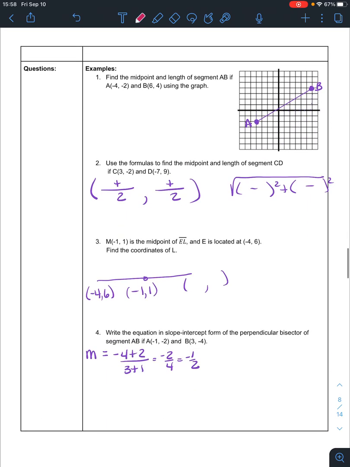So let's look at this on a graph. Find the midpoint and the length of segment AB if you have these 2 points using the graph. Using the graph, we just want to find the point that is in the middle. If you draw in this triangle, you can see it's up 1, 2, 3, 4, 5, 6, and over 1, 2, 3, 4, 5, 6, 7, 8, 9, 10. And so it's over 10. Halfway would be up 3, so up 1, 2, 3, and then over 5, which would be halfway, 1, 2, 3, 4, 5. You can see that your midpoint is at (1, 1). So your midpoint would be at (1, 1). You can see that on the graph.